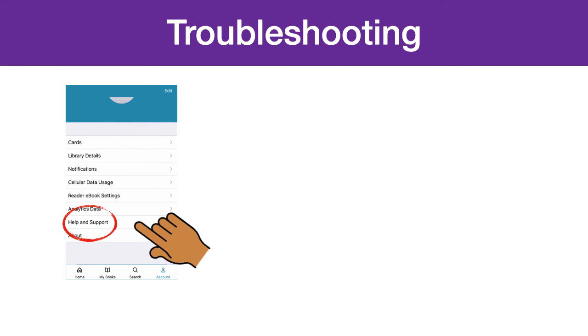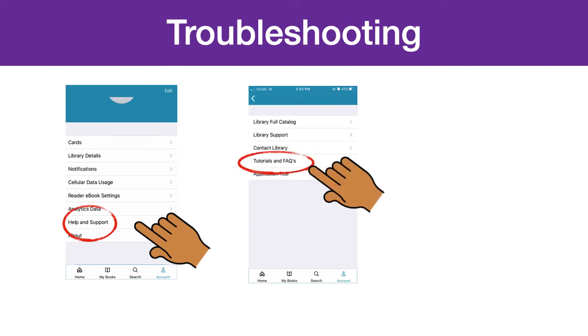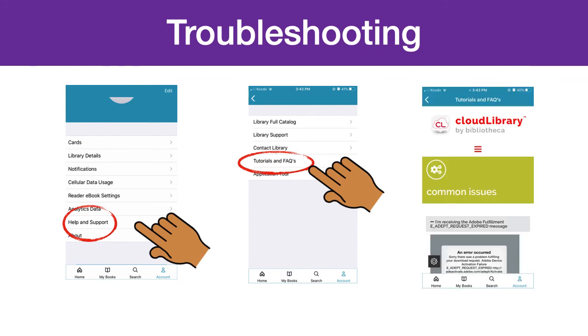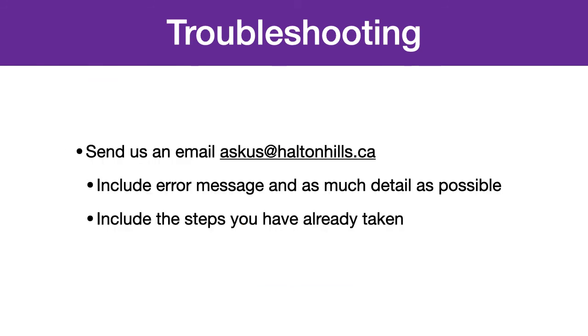For quick troubleshooting tips and to learn more about the cloudLibrary app, you can go to Account and choose Help and Support. You can then choose Tutorials and FAQs. This will take you to a new window for troubleshooting and additional tips. If you're having any troubles with your account, books not appearing, or any error messages, always try to log out of your account and log back in. It can also help to try to uninstall and reinstall the mobile app.